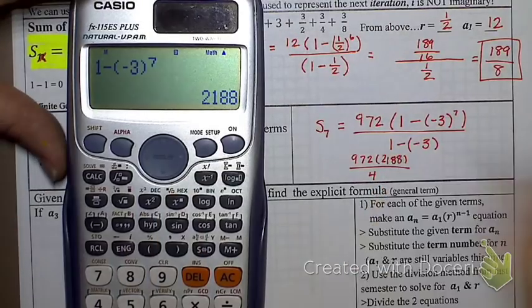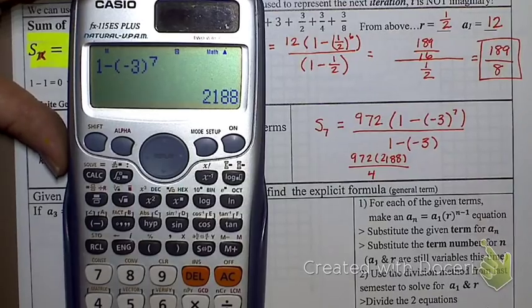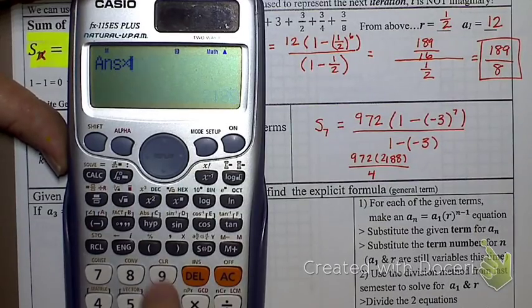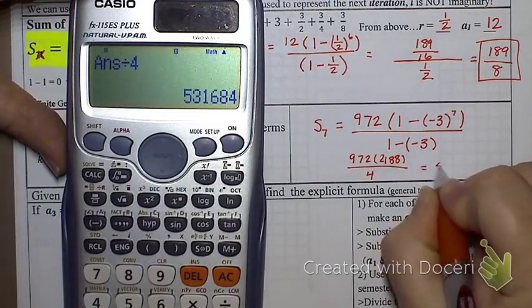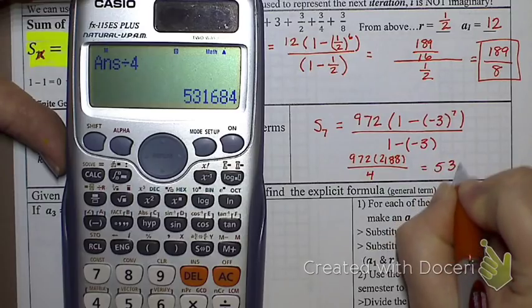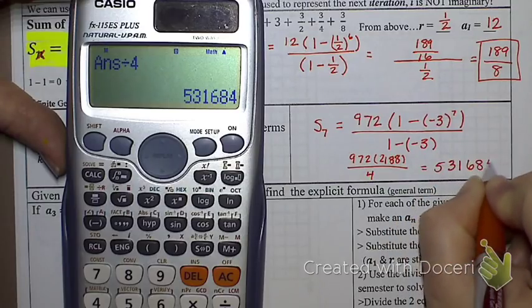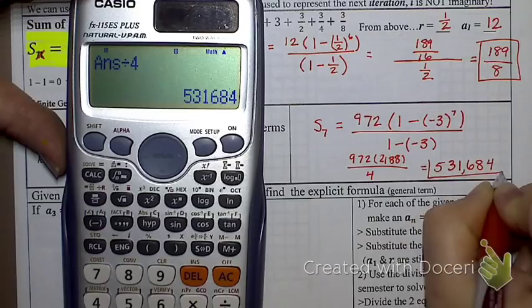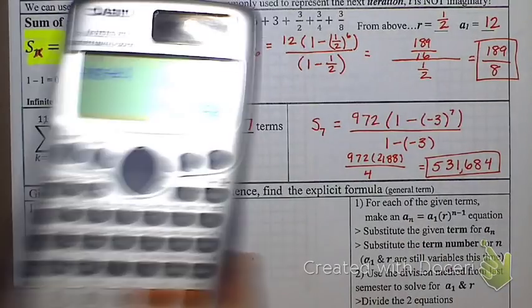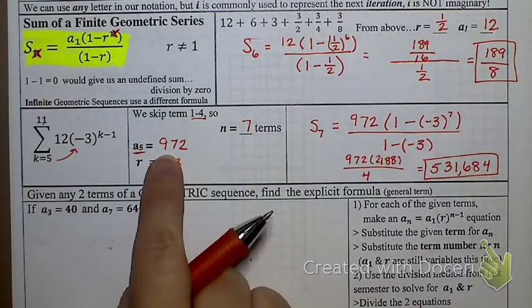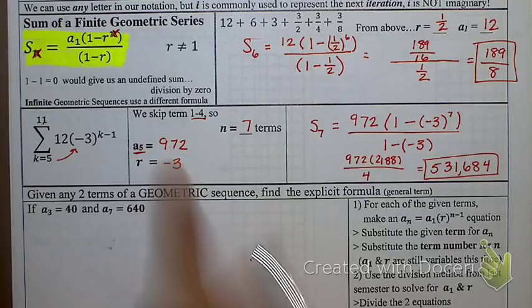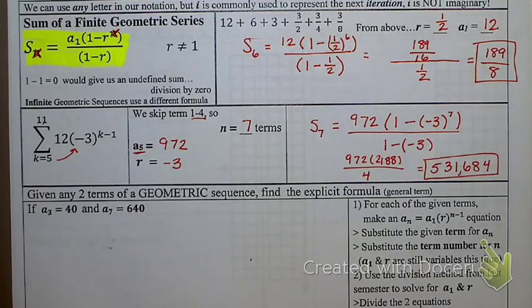2188. So what do I have to do? 2188 times 972 divided by 4, and I get 531,684. And yes, I could get large answers here. The first term is 972, and I'm adding together 7 terms. Could be a pretty big number.